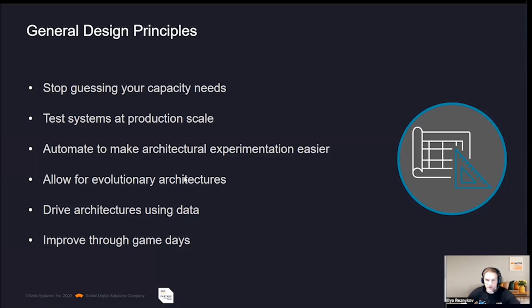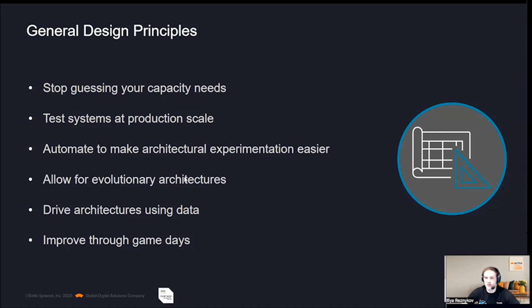We need to automate everything that is possible to allow us to play, adopt, and experiment with architecture quickly, because using automation scripts allows us to quickly add or remove resources and test how the application works.